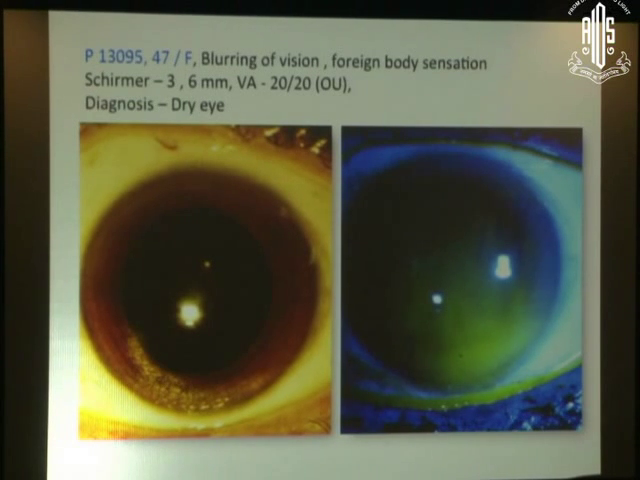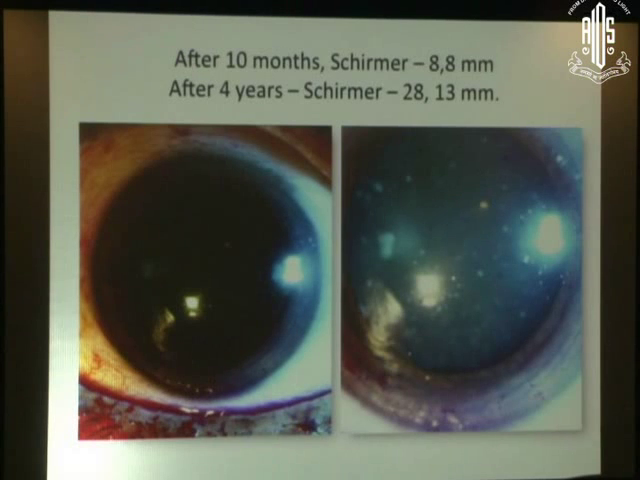You do the workup at this age. If you are suspecting some systemic associations, you look for those. Try and rule out any secondary causes of Sjogren's syndrome and manage appropriately. I'm not touching too much about the management because that will be covered later. So after 10 months on lubricants, some topical steroids on and off, and some cyclosporin, the Schirmer has improved a little bit. And after 4 years, you have a value of 28 and 13.